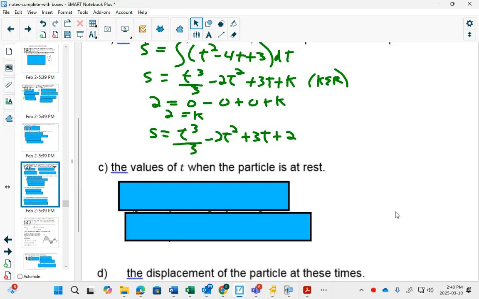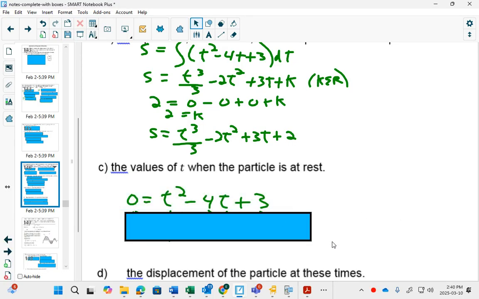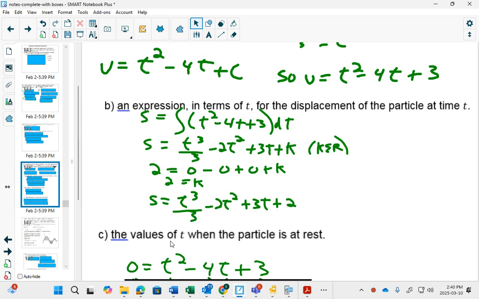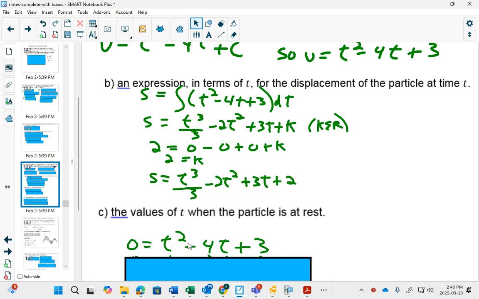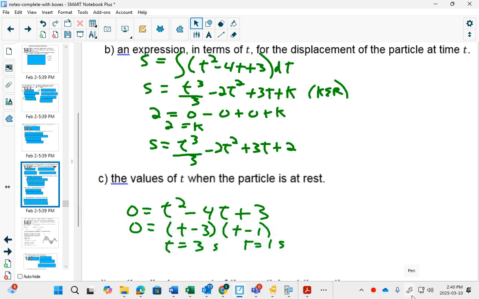Now part C is asking, when is the particle at rest? So we have to interpret this at rest, meaning not moving. So if it's not moving, your velocity is 0. So we go to our velocity equation, and we can plug in 0 for velocity, and this factors nicely, and we find the 2 times that it is not moving in an instantaneous moment.